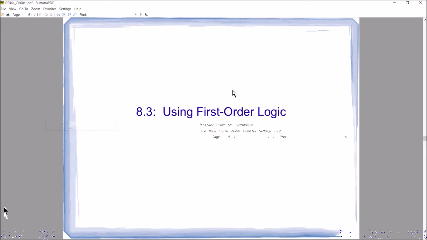Okay, so on to section 8.3, and in 8.3, the text is discussing how you can use first-order logic and demonstrates it basically through examples. The section starts off by talking about examples using some simple domains. In knowledge representation, a domain is just some part of the world for which you want to have some discussion about knowledge, or you want to express some knowledge.